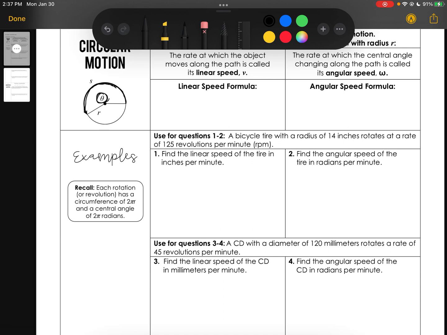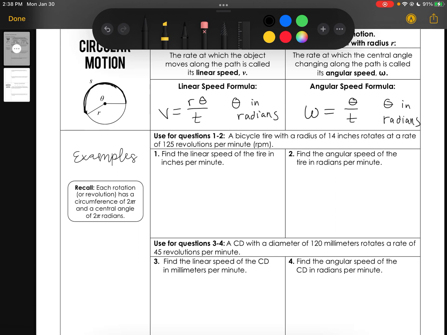So circular motion, again, here is our linear speed, and then our angular speed is how much that angle is changing. The formula for linear speed is V equals R times theta divided by t, time, and theta is in radians. And for angular speed, we have W equals theta over t, and again, theta is in radians.